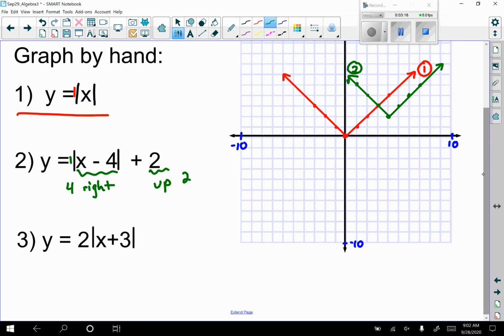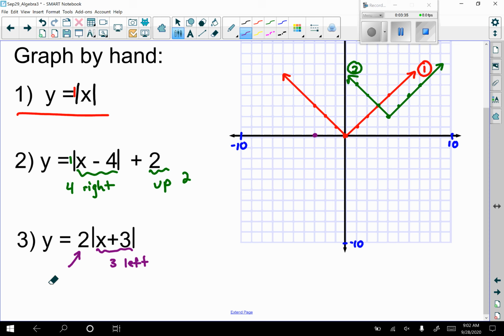All right, and then go ahead and see what you think number 3 is going to, how that's going to look a little different, having that 2 out in front. But just like number 2, we see something inside and we see a plus sign, so again that's going to be the opposite when it's inside, a horizontal shift. So this is going to go 3 units to the left, but it's not going to go up or down any, so I'm going to still stay on the x-axis. I'm just going 3 units to the left.